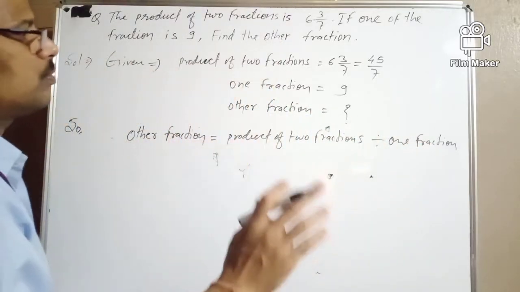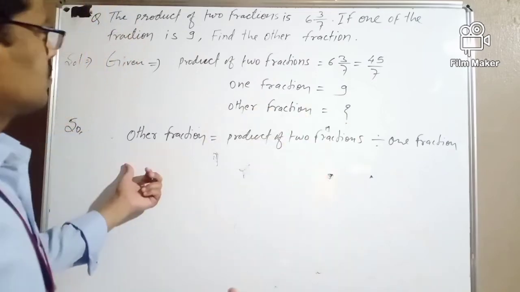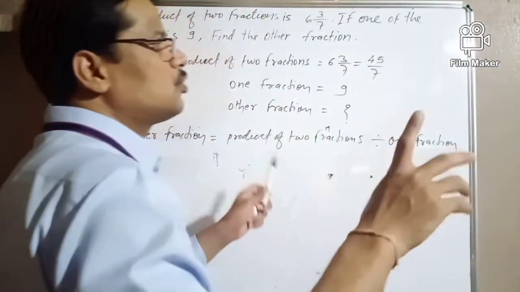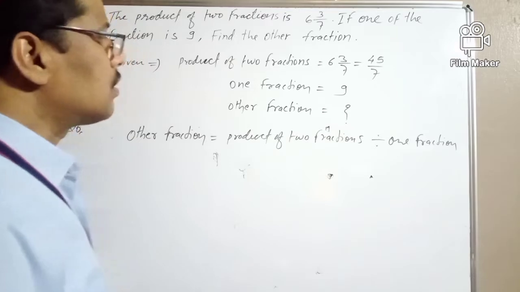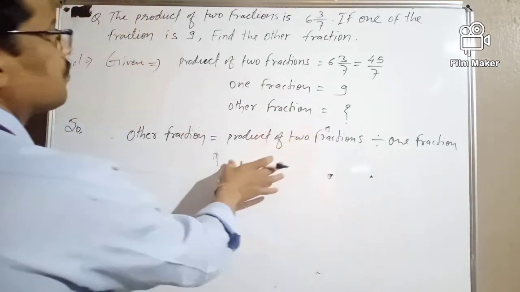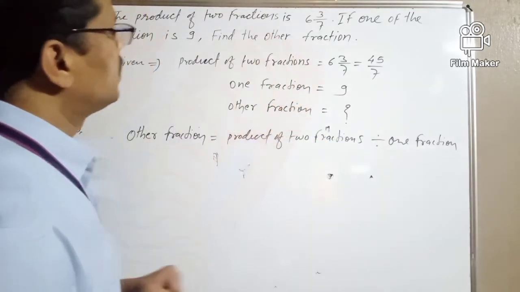Keep in mind, whenever we have the product of two numbers, if you divide by one of them, you will get the other. For example, suppose the product of two numbers is 12, and one number is 2. So what will be the other number? 6, because 12 divided by 2 is 6. The same rule, the same concept we will use to solve this question.